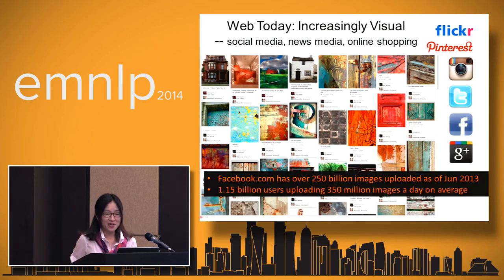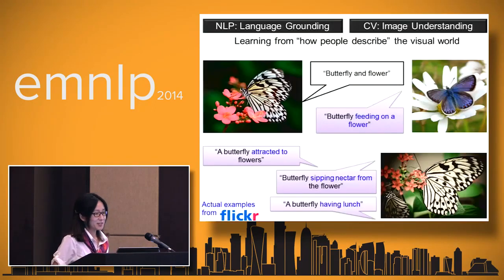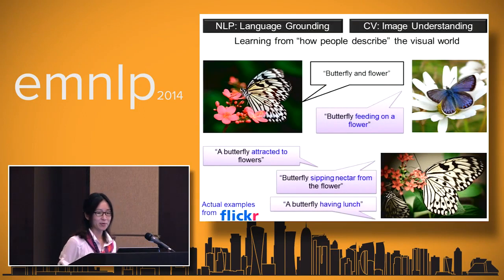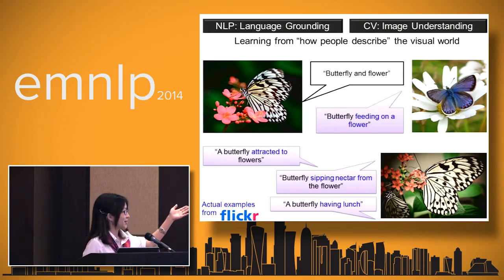Okay, so the web today is increasingly visual with hundreds of billions of photographs interleaved with natural language descriptions. And what it means is more opportunities for language grounding for NLP research and also deeper image understanding for computer vision. And what's really exciting about this data in the wild is that it really reflects the rich spectrum of descriptive language that people use in their daily online activities.